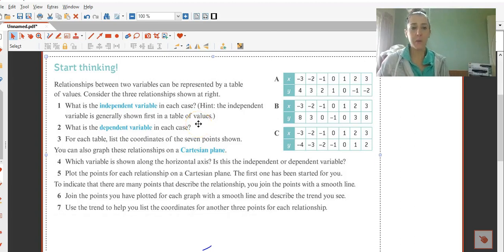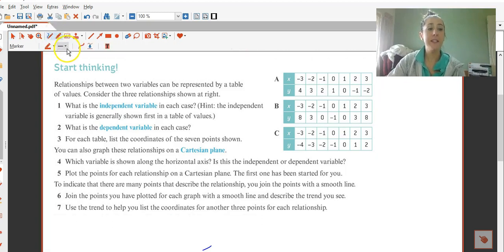Hi team, so we're currently looking at linear equations, so we're talking about plotting linear equations. So we're just looking at the start thinking part of the textbook. So we've got that relationships between two variables can be represented by a table of values. So we've worked with a table of values previously. So these are these guys here on the right. So it will give us an x value and then a y value for that given x value.